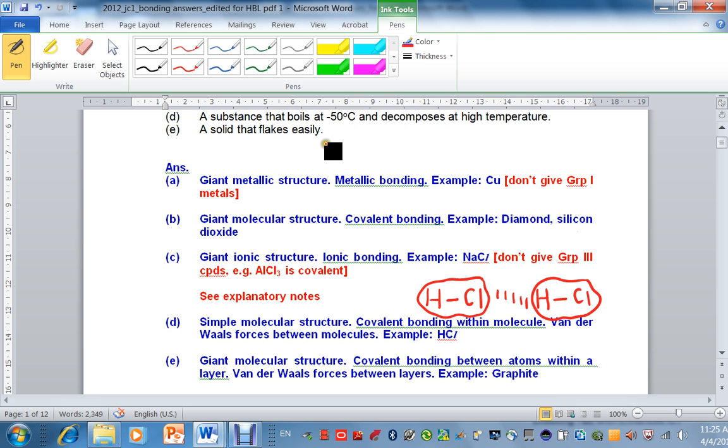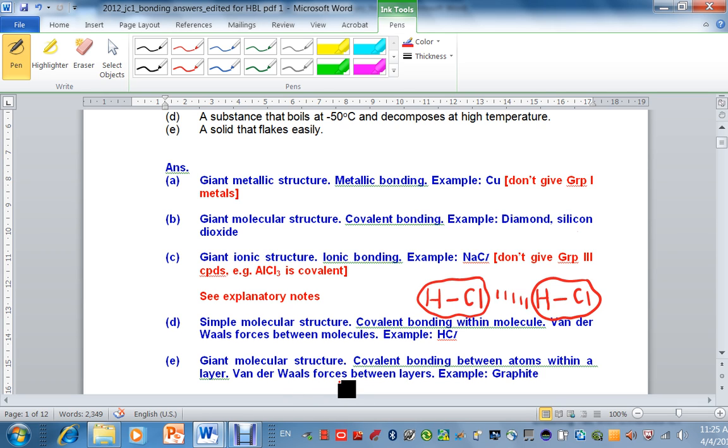Finally, a solid that flakes easily. This tells you that the solid has a layered structure. The only example that you should be giving is graphite. Graphite has a giant molecular structure, but here you need to distinguish between two types of bonding. Within a layer, the atoms are held by covalent bonds, but in between layers, they are held by weak van der Waals forces.